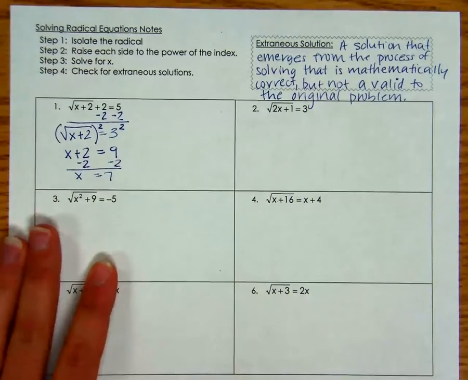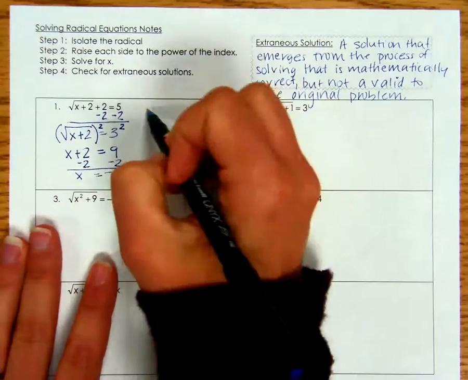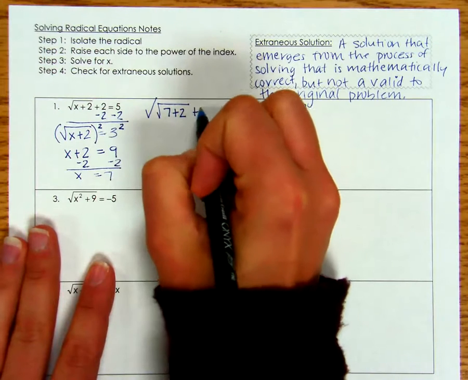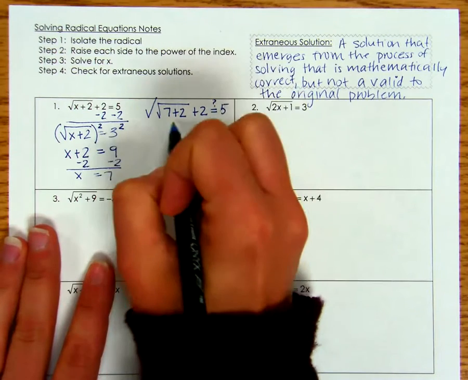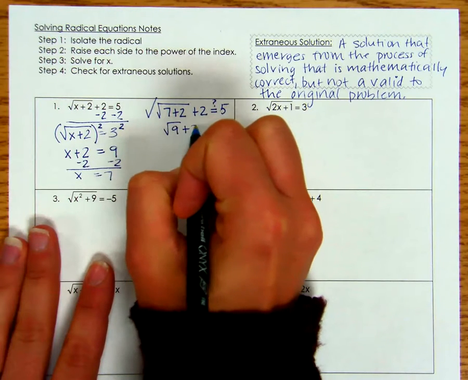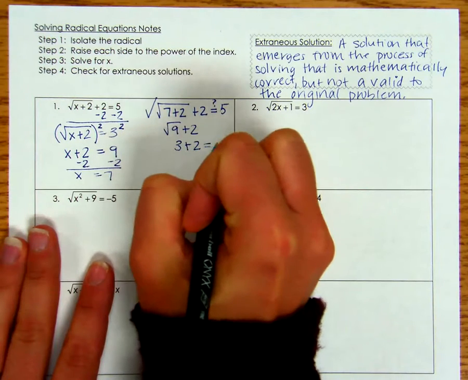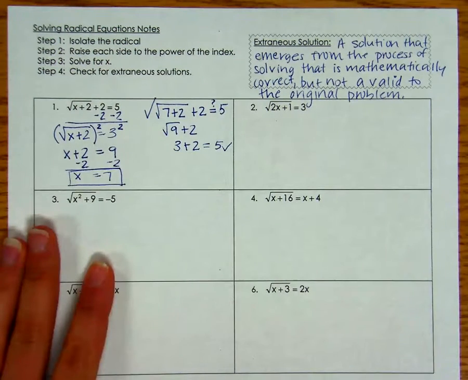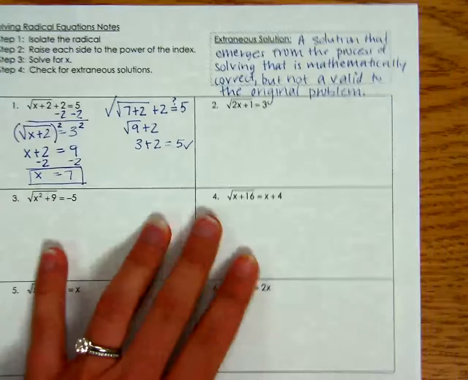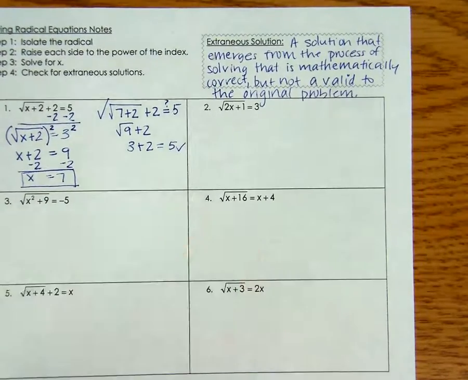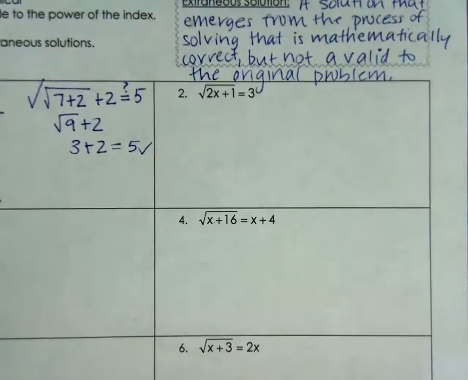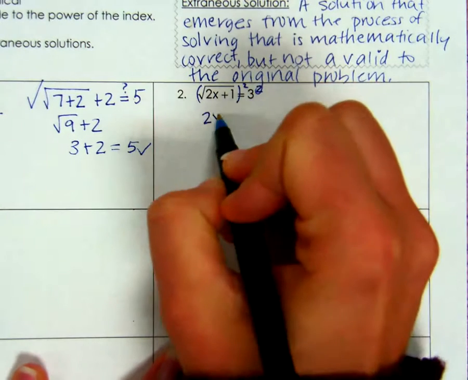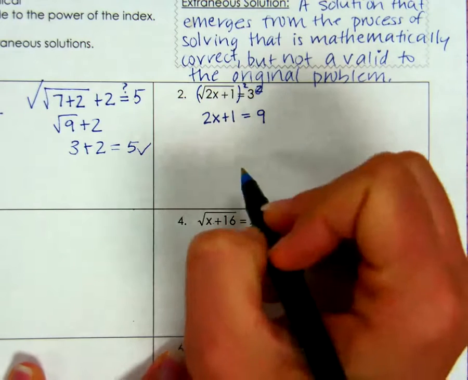So far, that appears to be our answer. We do have to go back and check it. The square root of 7 plus 2, does that equal 5? Square root of 9 plus 2 is the same as 3 plus 2. That does equal 5, so 7 is a solution to our radical equation. In the second example, they already have it isolated for us. So I can take the square of both sides, leaving me with 2x plus 1 equals 9.